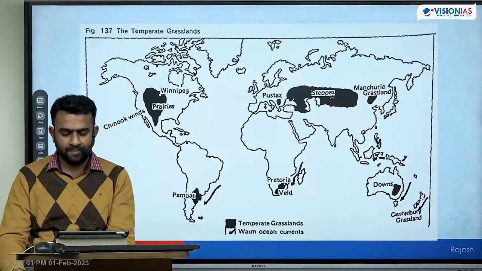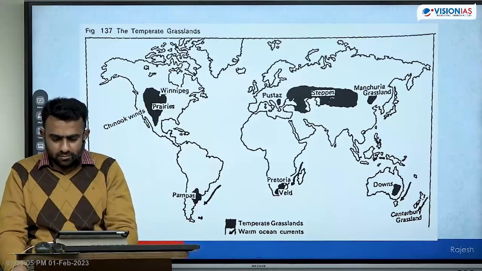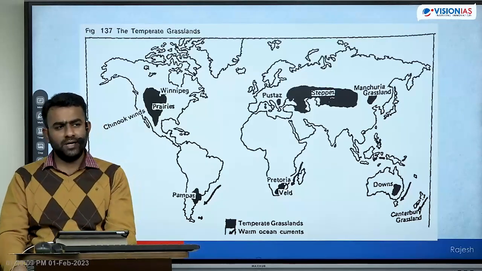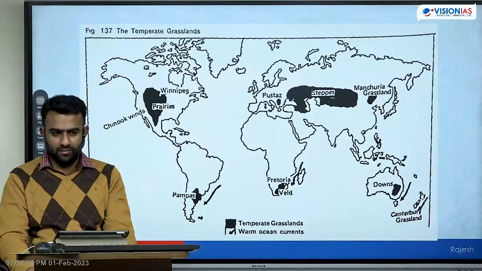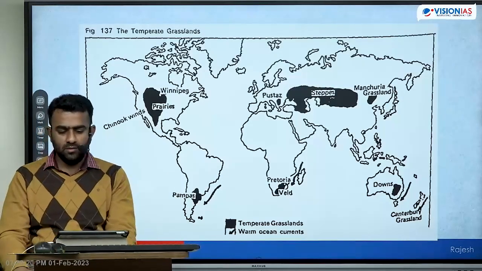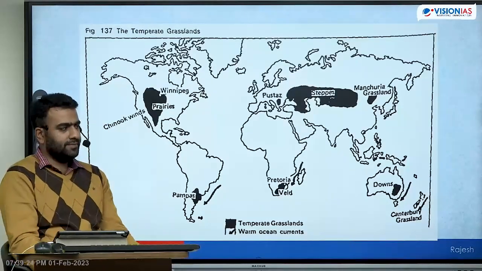Next point. The grass is short and green. ठीक है.